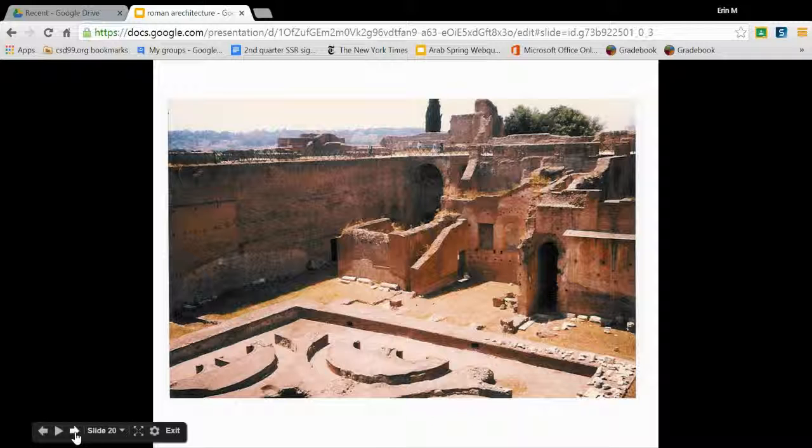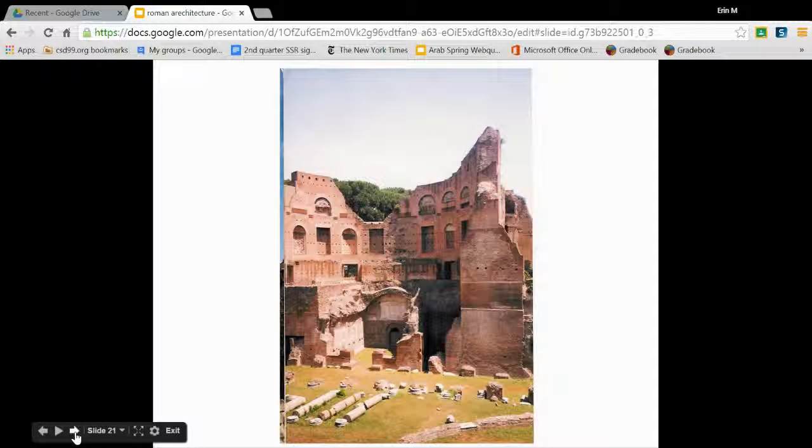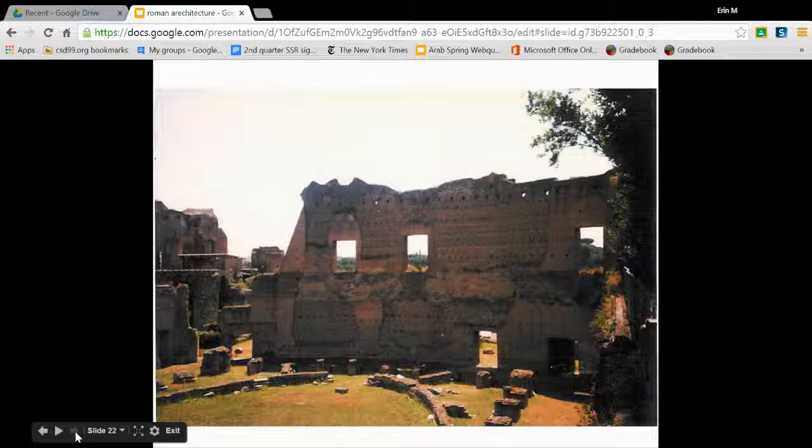So if you ever decide to go to Rome, you would see these ruins of the Roman architecture. And that is it with the Roman architecture presentation.